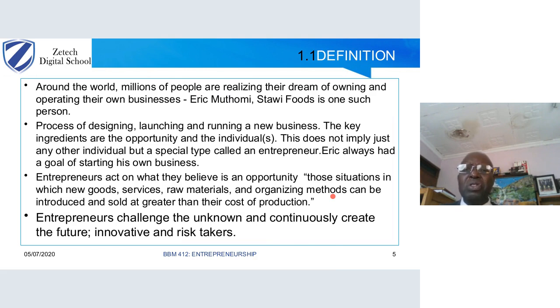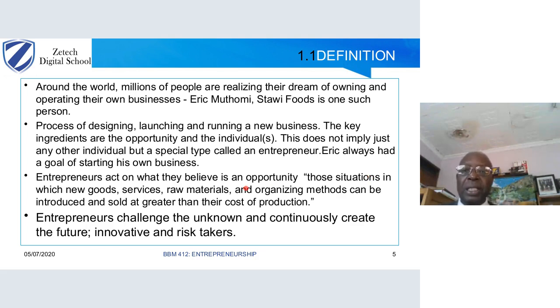And as we see here, around the world, there are millions of people who really have ideas, dreams, and so on. Many others, I'm sure some of you have heard about Starry Foods. The fellow behind this is Eric Mudomi, and many others. Equity Bank, for example. Mwangi started when he was an employee and he thought about a big financial institution, a big institution now, and many others. Branson, you heard about Branson and many others. People who really went out there and started something new and different. So it's thinking, designing, launching, and running a new business.